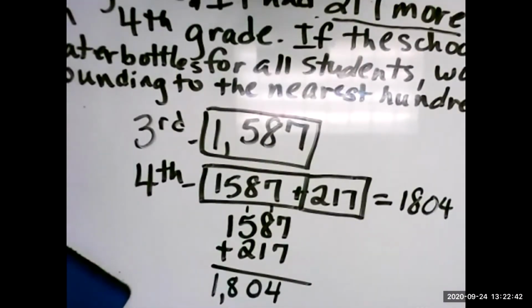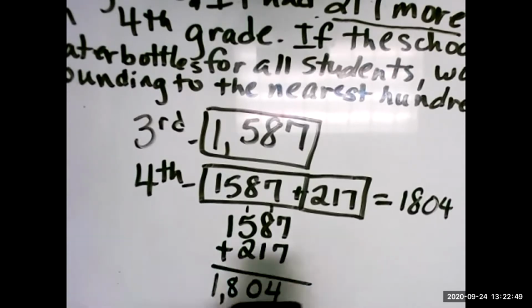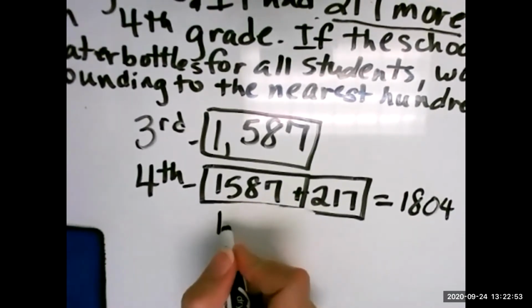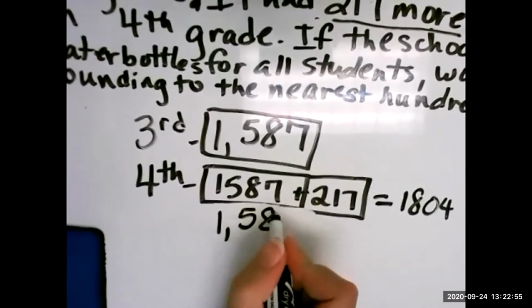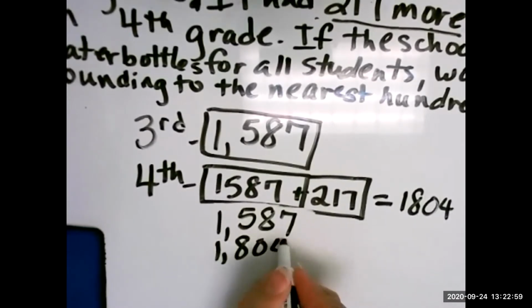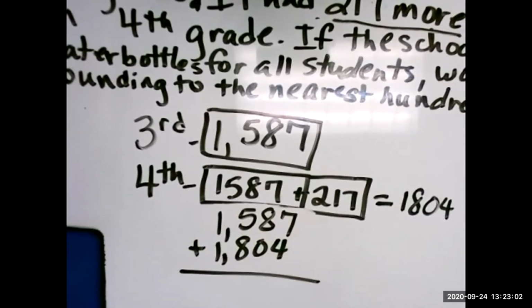Now I'm ready to find out what the total number of students is in the entire 3rd and 4th grade. So now I have to give myself some space, and I have to go 1,587 in 3rd grade, 1,804 is in the 4th grade. Add those up. So now I want you to add those up and show me your board when you have that answer.